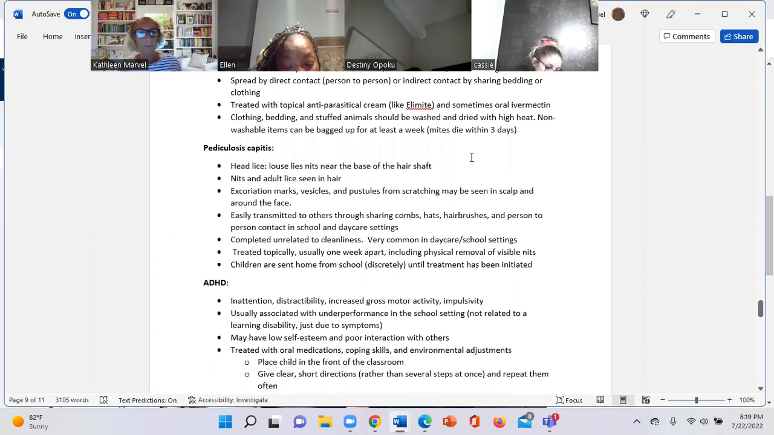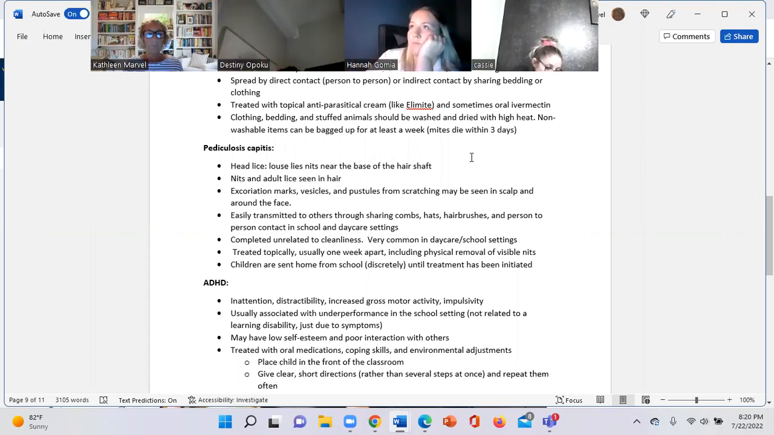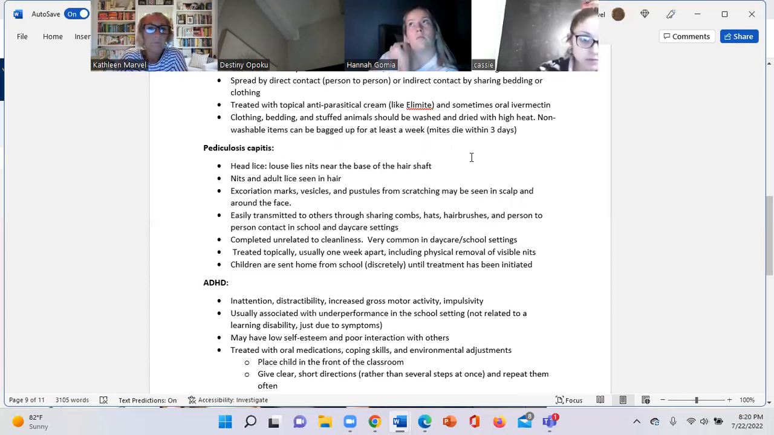Pediculosis capitis. What's that a fancy word for? Lice. Yep, head lice. You find live lice, and you find louse nits near the base of the hair shaft. You can see nits and adult lice. Has anybody done any lice screenings? Has anybody seen what lice looks like?